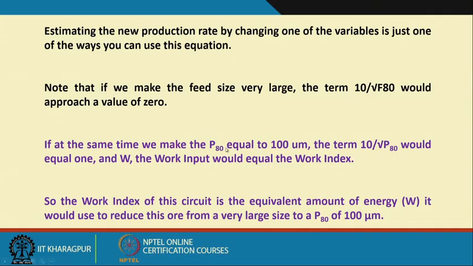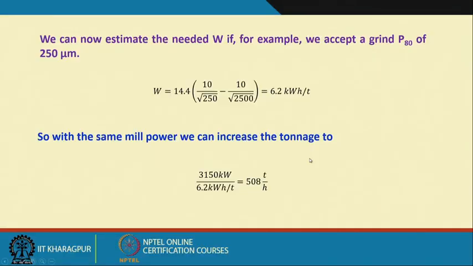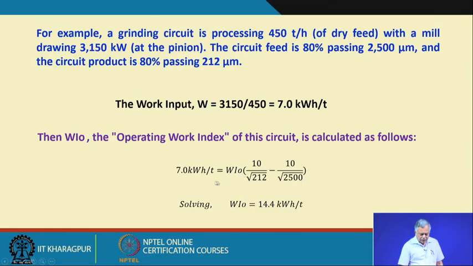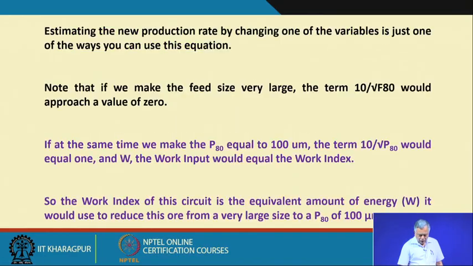If at the same time we make the P80 equal to 100 micrometer, so what will happen? Sorry, this is not U, this is the micron. So, the term 10 by root P80 would be equal to 1, and W, that is the work input, would equal the work index. So, what I try to say is that suppose this value is very high. Then this 10 by this value will become almost 0, and if this is 100 microns, 10 by 10 will become 1. So, this is nothing but your work input is equal to your work index. So, that is the WI.